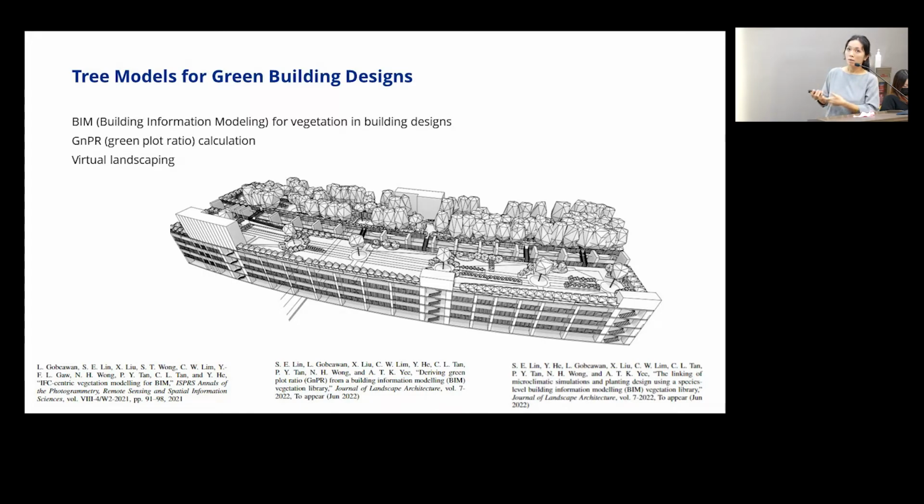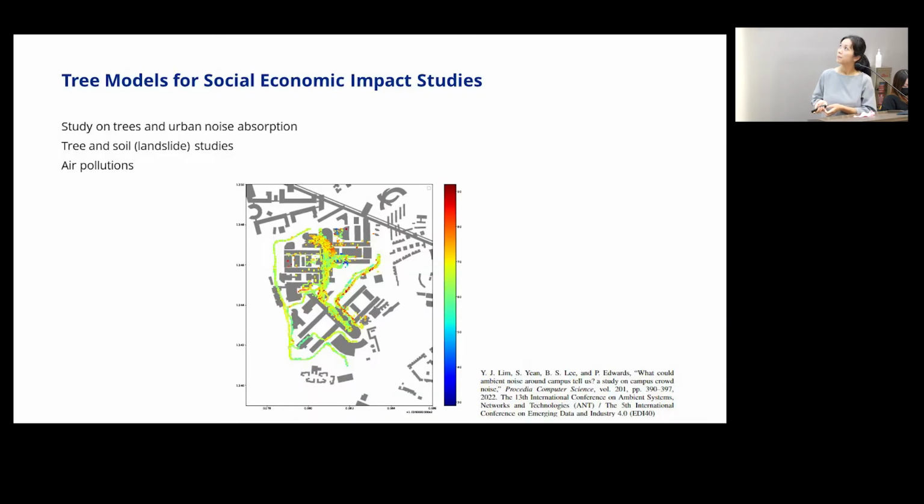And there will be many advantages as well, for virtual landscaping, for example. The work is still in progress, and I think it's going to be very useful to marry this vegetation models with the buildings in the urban setting.